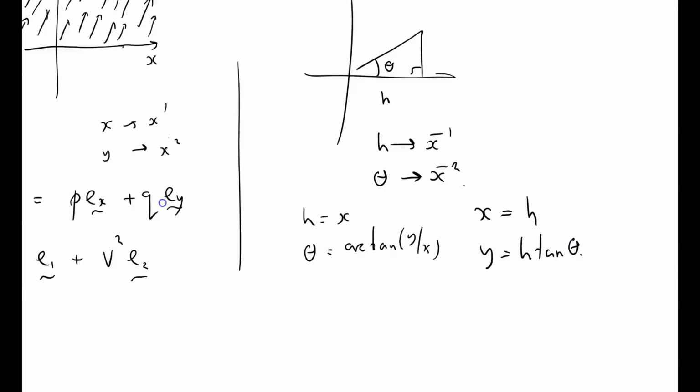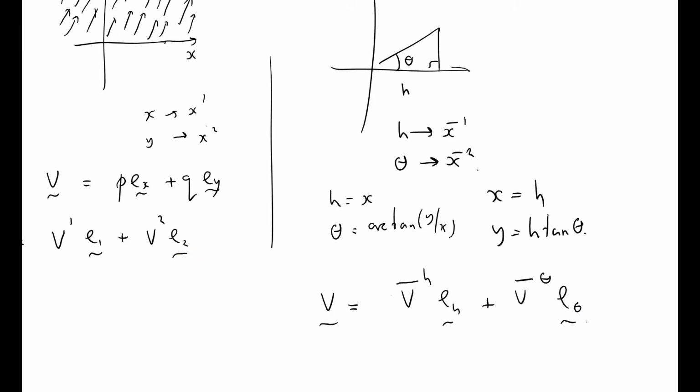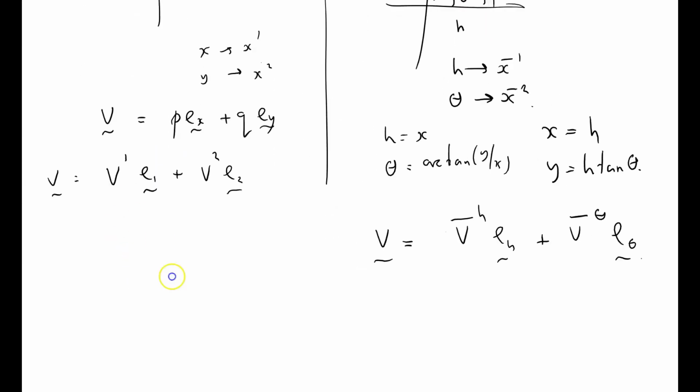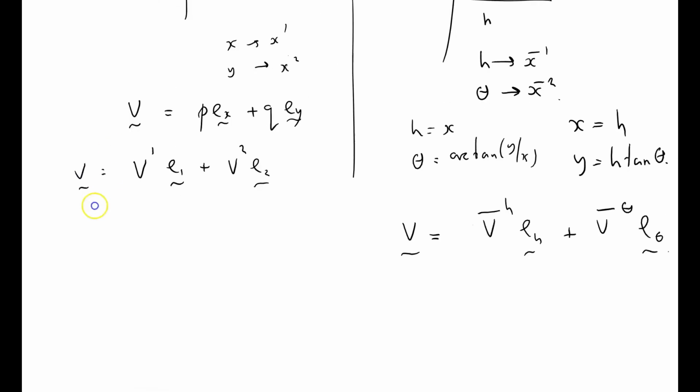So what does my vector look like in this peculiar space here? Well, I've got my vector v, which is going to be equal to v bar h e h plus v bar theta e theta. And you'll remember that e h and e theta move around. They are non-constant basis vectors. They depend where in this plane you are. Okay, well, we could just resolve and take moments and stuff like that, but what I want to do is to show you how this transformation law works for this particular case here.